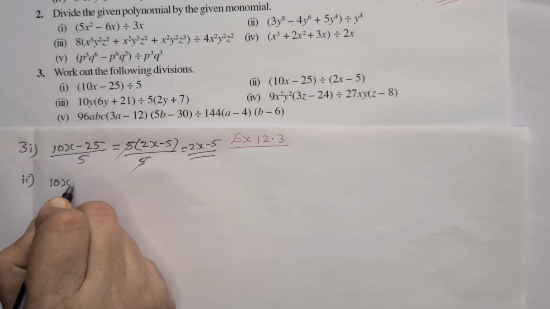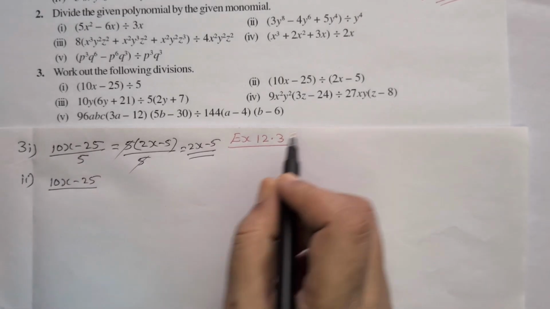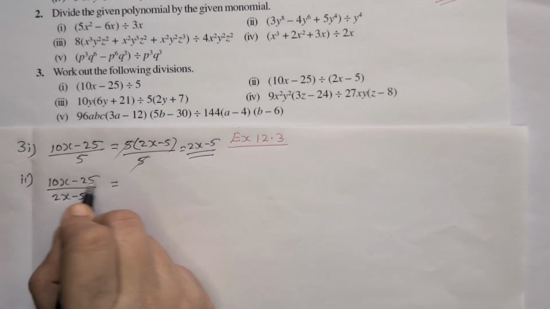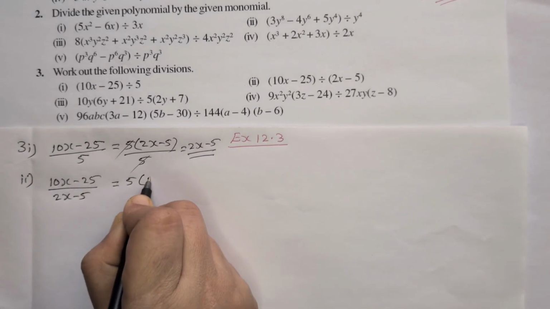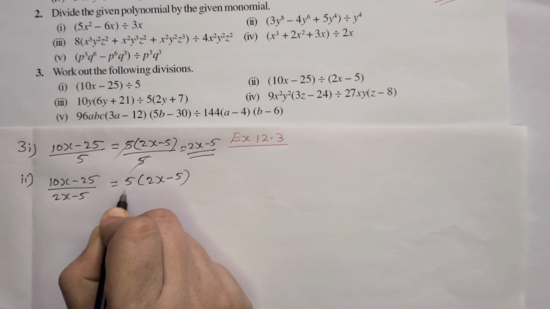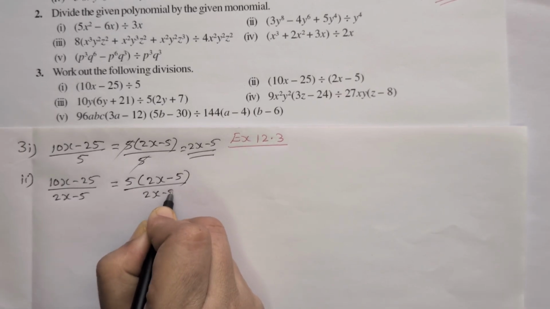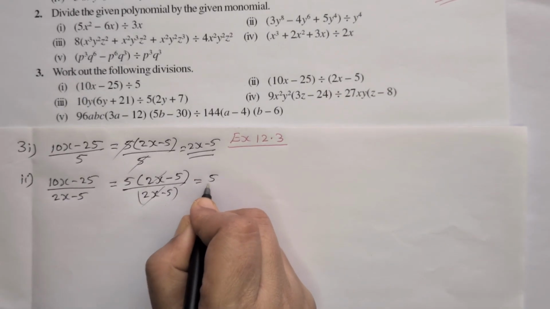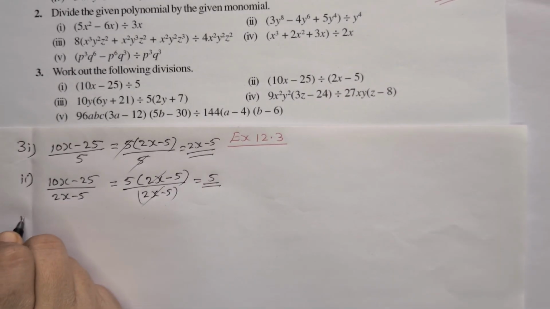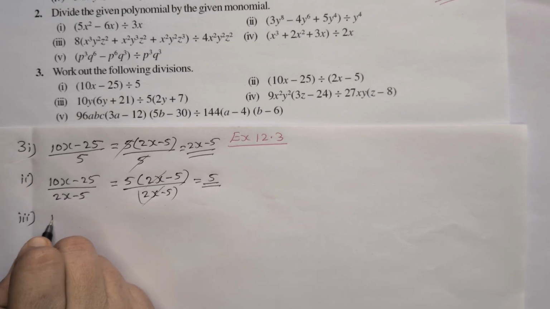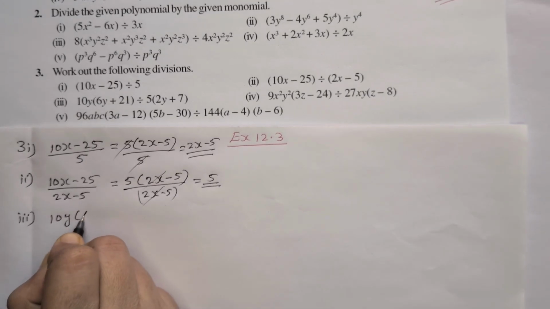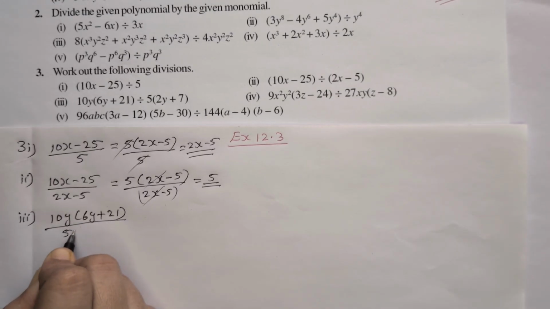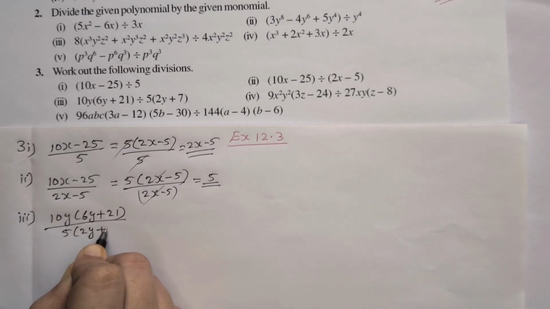10x minus 25 divided by 2x minus 5. Same way, here we have to take 5 as common, then 2x minus 5, and the denominator 2x minus 5. This we can consider as a single term, and this will cancel, which is equal to 5. Third one, 10y into 6y plus 21 divided by 5 into 2y plus 7.